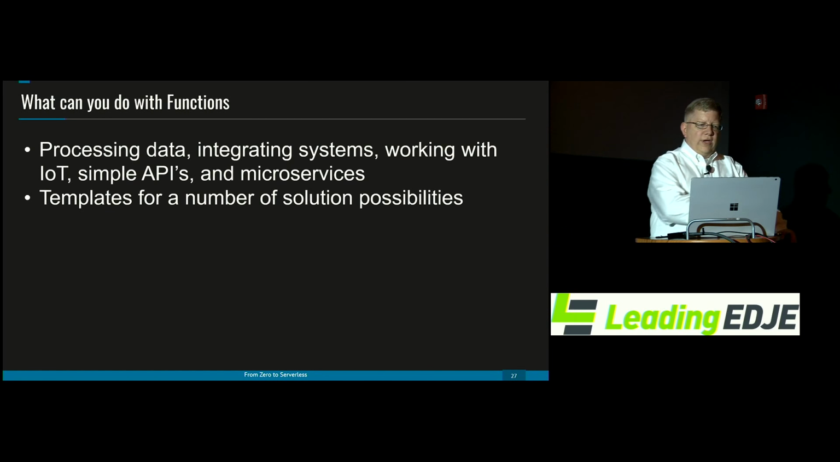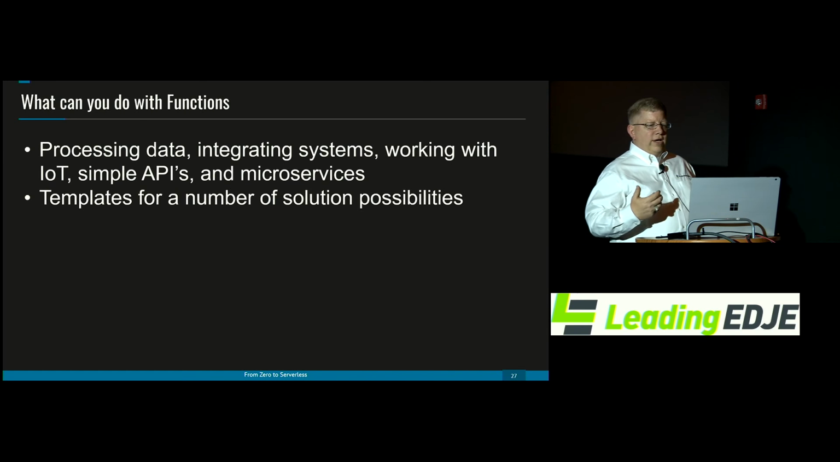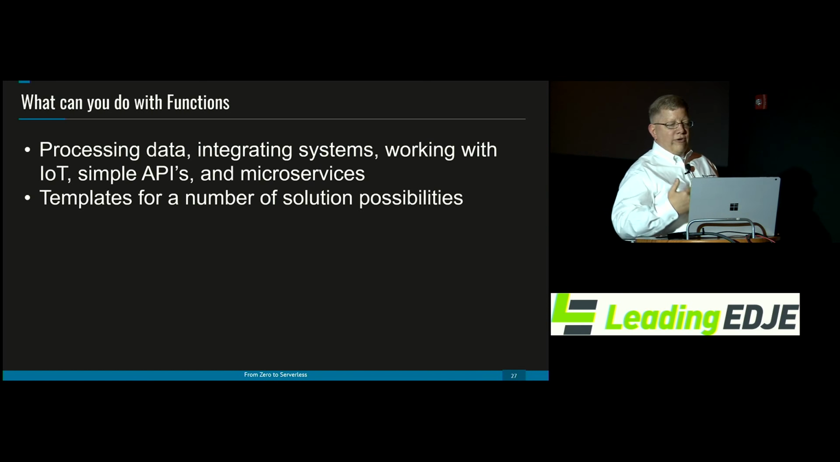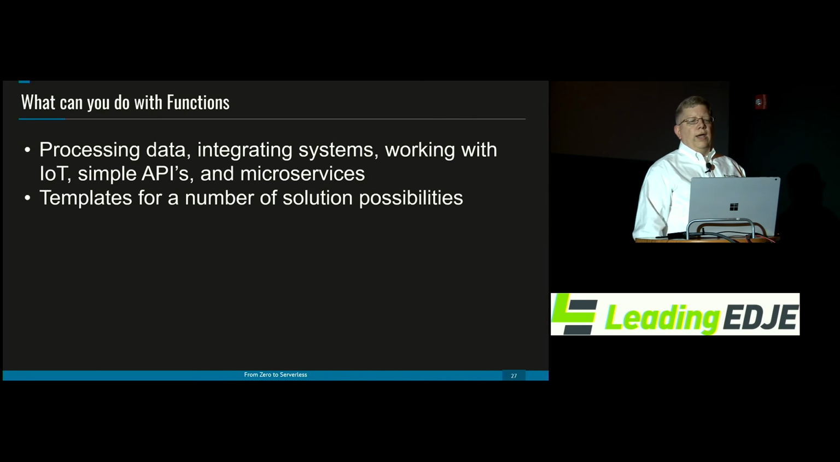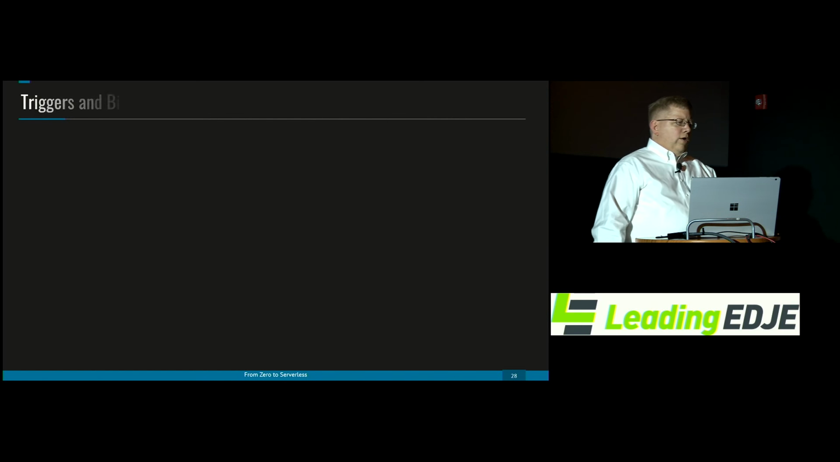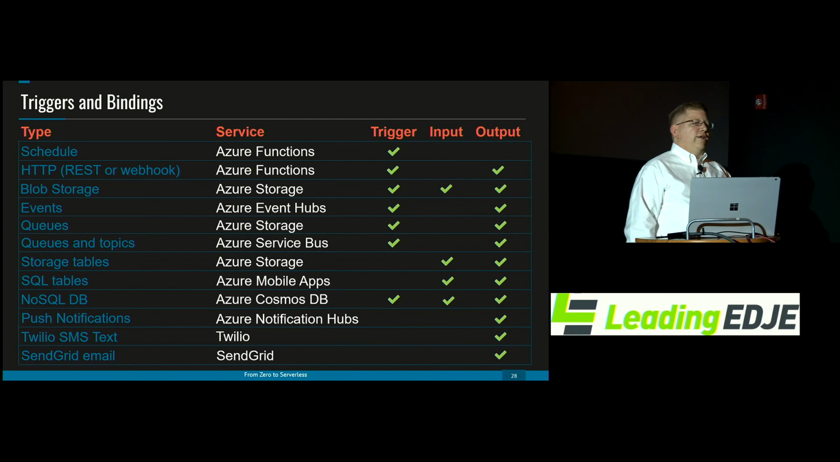So what can you do with Azure Functions? Basically, it's great for processing data, integrating systems, working with IoT, simple APIs, and microservices. On top of it, there are a number of templates that really help you get started. Along with that, it's all based upon triggers and bindings. There are all these different triggers you can use.